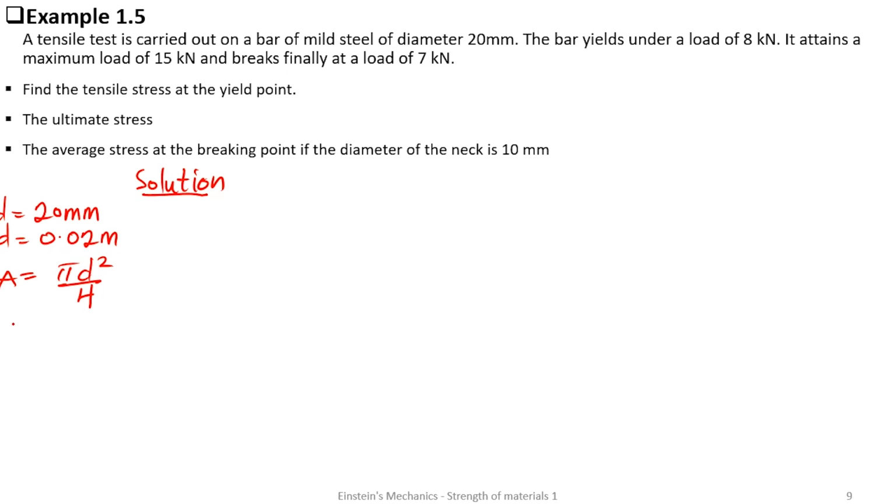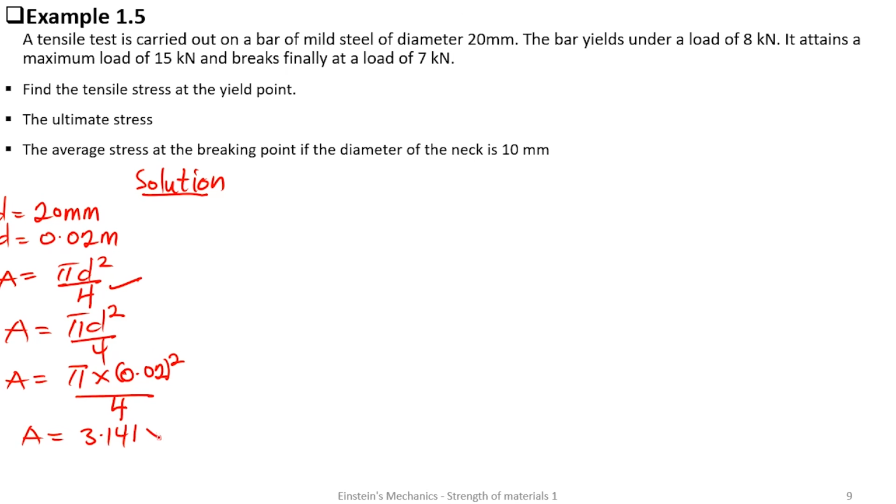So from this, we can calculate the area as pi d square on 4. We have it here already. Let's find A. What's the diameter? 0.02 square on 4. So my area will now give me this, which is my area for the bar.